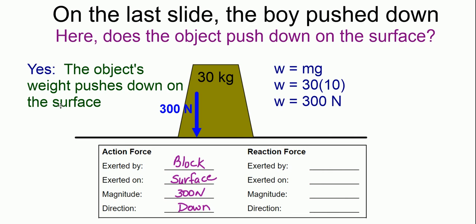Now, as you recall, the formula for weight is W equals mg. See, the mass here is 30. The acceleration due to gravity is 10. So this block has a weight of 300 newtons, and that pushes down on the surface. Now, if you put your hand under that block, you would feel that pushing down. So it is pushing down. And our little template here is block on surface, 300 newtons down.